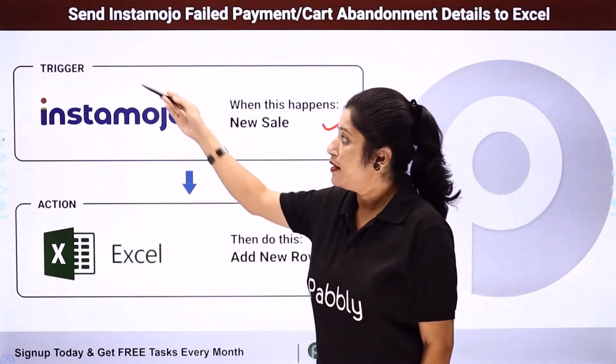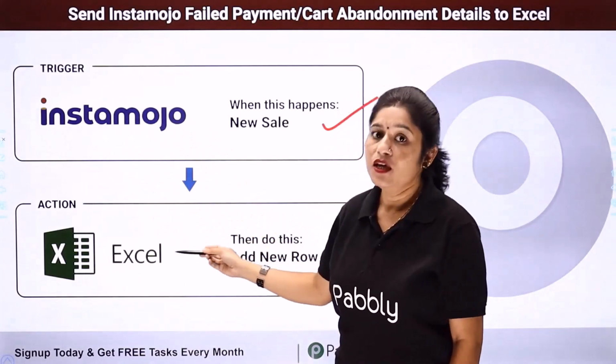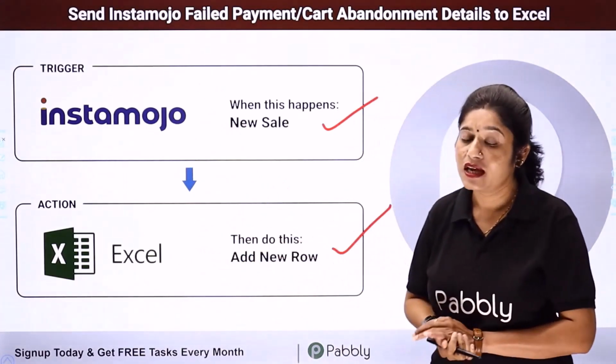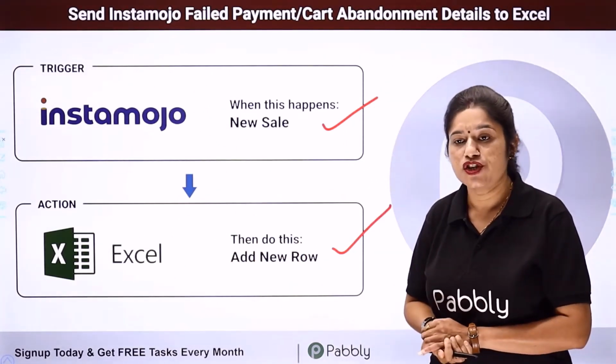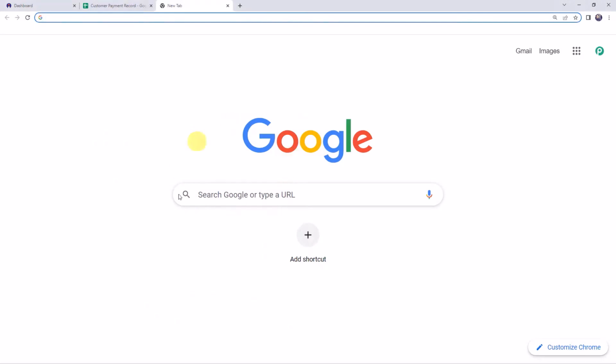So here your trigger application would be Instamojo and your action application would be MS Excel. So how you can integrate both these software applications using Pabbly Connect and how you can set up this automation, for that you need to come to my screen. So welcome to my screen.